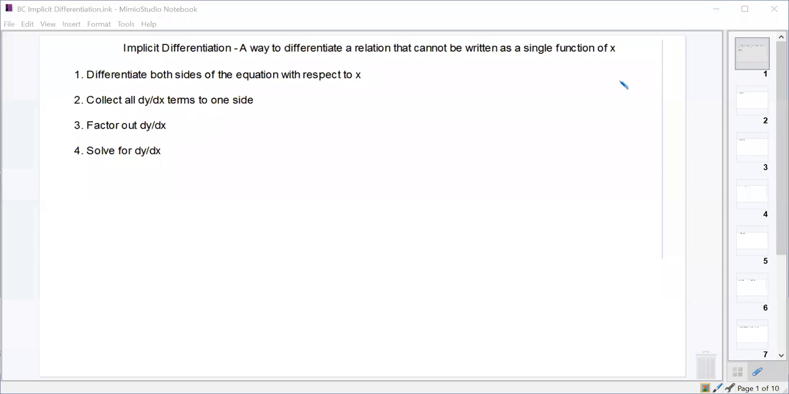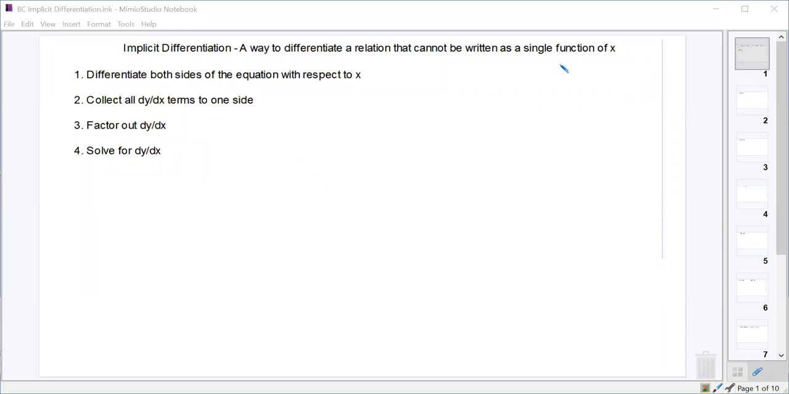So implicit differentiation. Implicit differentiation is just a method that we can use to differentiate some equation, some relation that is not a single function of x. So we'll remember that what we do is we differentiate both sides of the equation with respect to x, and any terms that you differentiate that have a y in them end up with a dy dx, because taking the derivative with respect to x of a y term gives you a dy dx using the chain rule, and then you just factor out and solve for the dy dx.